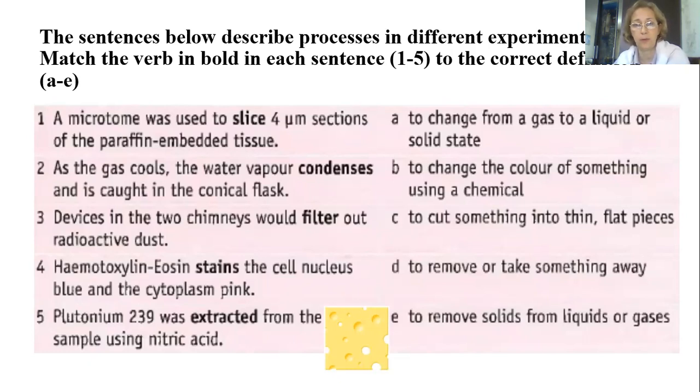What is the definition for condenses? To condense? Maybe to change from a gas to a liquid or solid state. Right, yes, you're right. So, конденсироваться, да, выпадать из газа, превращаться из газообразного состояния в жидкое состояние. Okay, Duman, number 3, please.